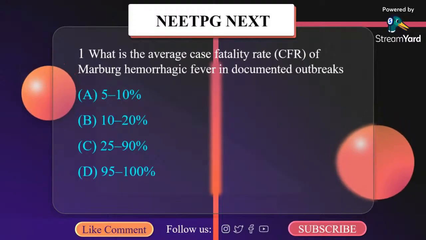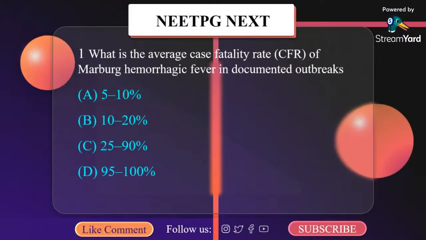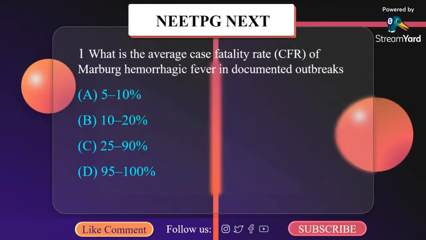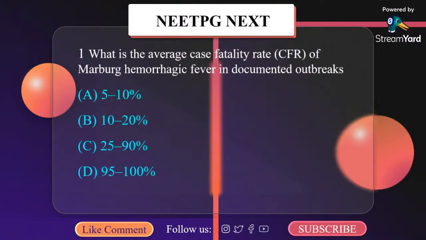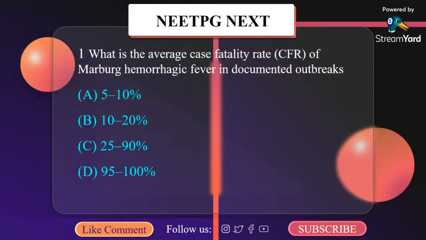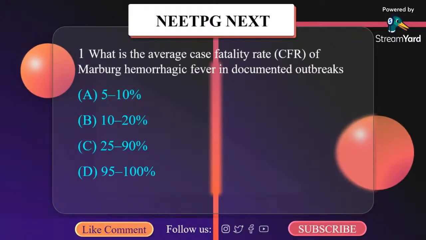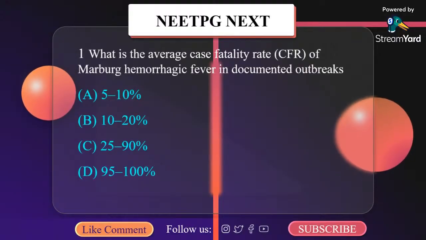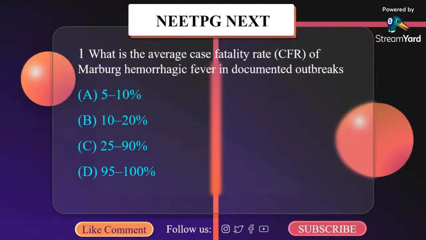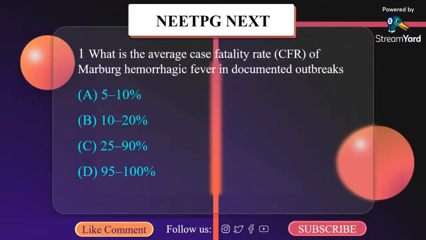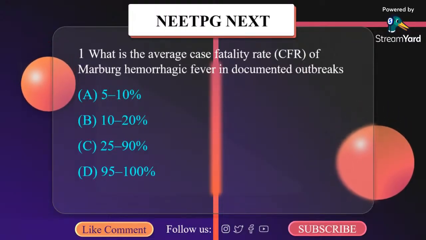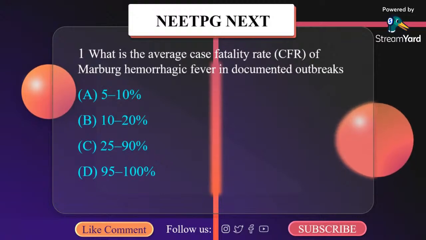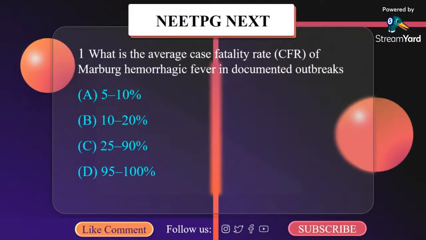What is the average case fatality rate of Marburg hemorrhagic fever in documented outbreaks? A. 5 to 10%, B. 10 to 20%, C. 25 to 90%, D. 95 to 100%. Well, the case fatality rate is quite high for Marburg hemorrhagic fever. It is 25 to 90%. It has a high case fatality rate. So you should do rapid containment and supportive therapy.